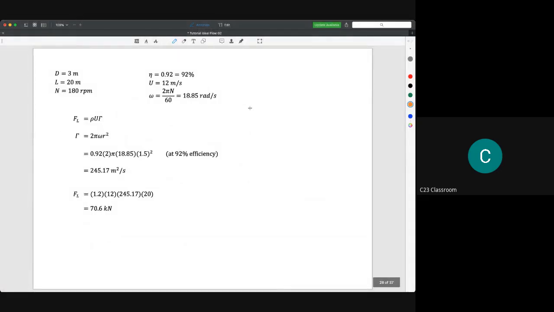So let's say if you want to calculate the lift force that actually occurs on a certain object, you may use this equation. FL is equal to rho U gamma, and gamma can be calculated by using this equation, 2 pi omega r square. In our previous tutorial, I already showed you how to prove that gamma is equal to 2 pi omega r square. Another thing that you should know is U here is the linear flow.